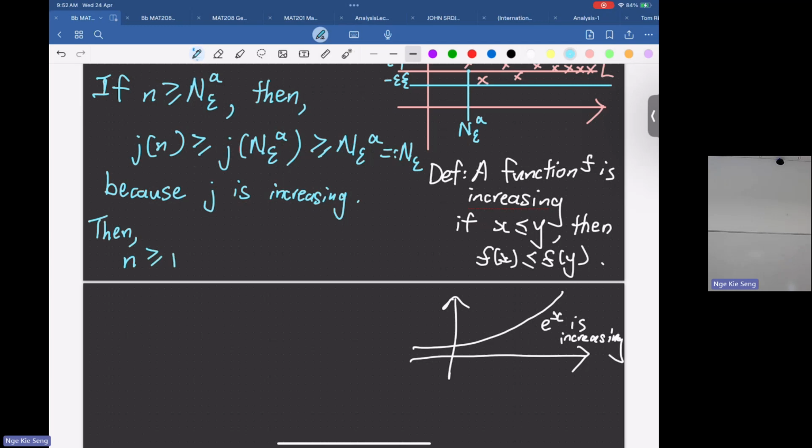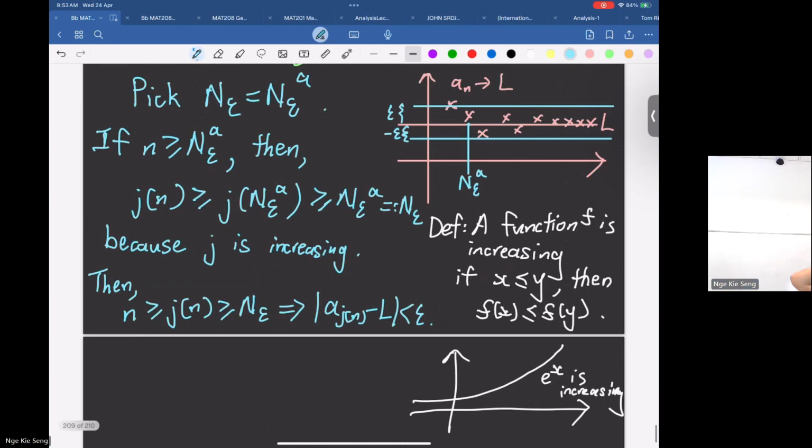For n greater or equal to Jn, which is greater or equal to n epsilon, this implies the absolute value of Ajn minus L is less than epsilon. How do I know that n is larger, or Jn is larger, here?